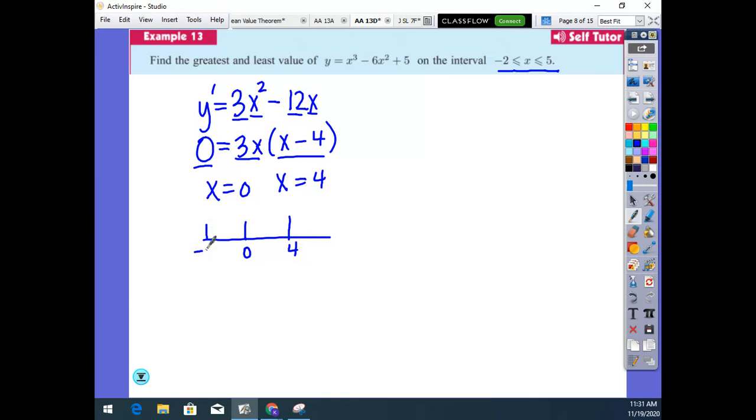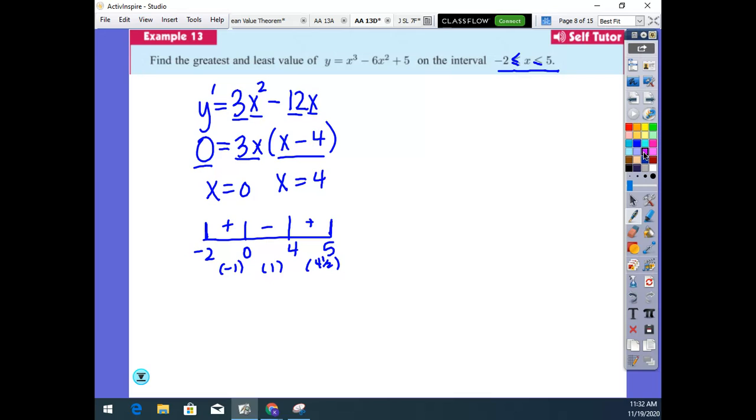I'm going to actually put -2 and 5. Notice it's in between -2 and 5, but it can be equal to. So I'm going to keep these as solid lines here. All right, so if I plug in -1, that's going to be a negative times a negative, which is a positive. Plug in +1. Positive times a negative is a negative. 4.5 is positive, positive, positive. Okay.